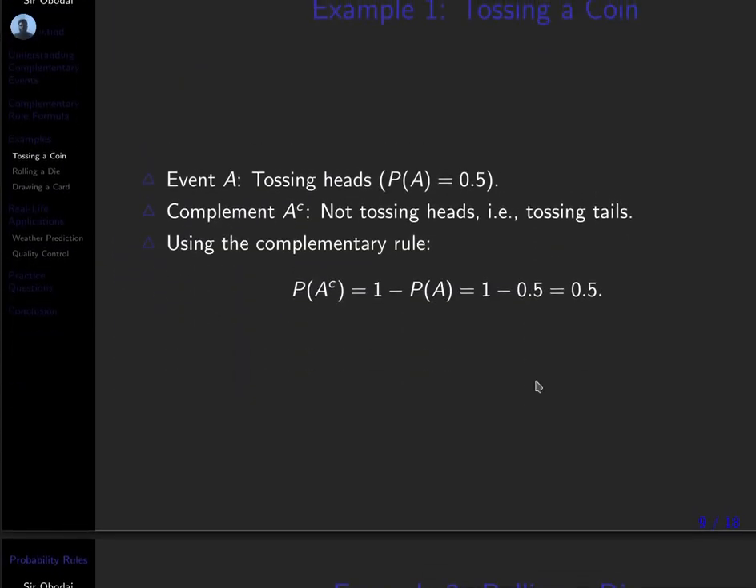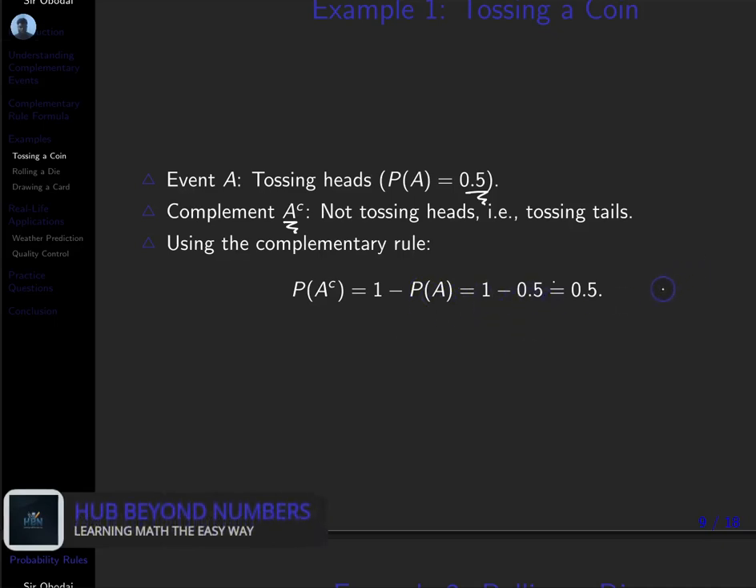Now, the probability of tossing a coin is given as what? 0.5, as you can see here. Now, what is the probability of the complement? So if we are talking of tossing a coin, then the complementary event is going to be not tossing a coin. And we want the probability of not tossing a coin. So if the probability of not tossing a coin is A to the power C over here, or A complement, then using our complementary rule, which says we have 1 minus the probability of A, substituting, we have 1 minus 0.5. You see?